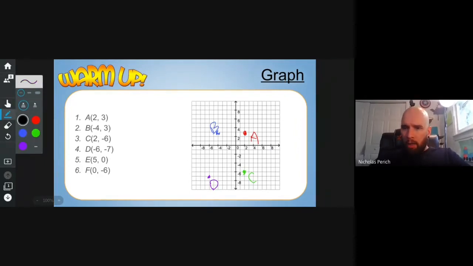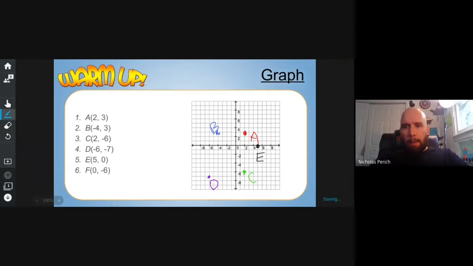E is 5, 0, which means I go right 5 and I don't move, and I call it E. And F is 0, -6, which means I don't move, and I go down 6 and call it F. And F is that point.